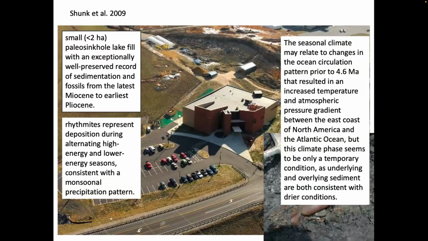The seasonal climate may relate to changes in the ocean circulation pattern prior to 4.6 million years ago that resulted in an increased temperature and atmospheric pressure gradient between the east coast of North America and the Atlantic Ocean. This climate phase seems to be only a temporary condition, as underlying and overlying sediment are both consistent with drier conditions. So it was drier, it was warmer. Again, I point this out to show you that there's a broad array of information that can be gleaned from the soils and the sediments about the overall site characteristics.